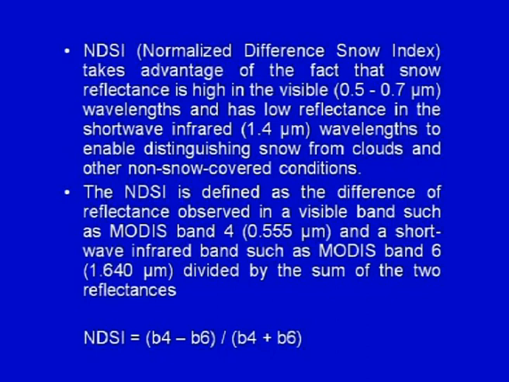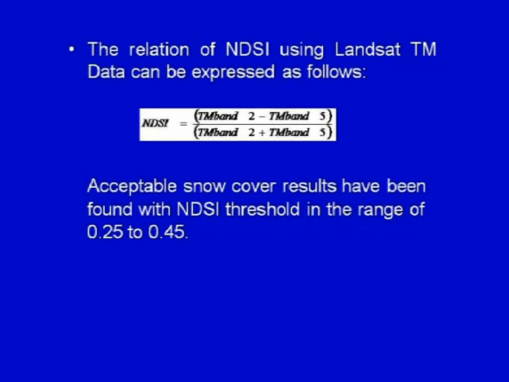NDSI is defined as the difference of the reflectance observed in a visible band such as MODIS band 4 and a short wave infrared band such as MODIS band 6, divided by the sum of the two reflectances. The relationship of NDSI using Landsat TM data can be expressed as follows, that is TM band 2 minus TM band 5 divided by the sum of TM band 2 plus TM band 5. Acceptable snow cover results have been found with an NDSI threshold in the range of 0.25 to 0.45.